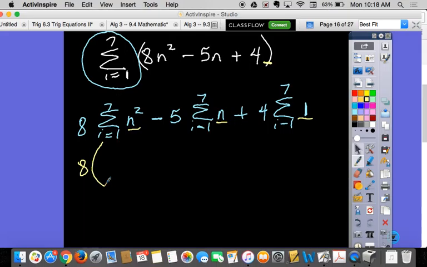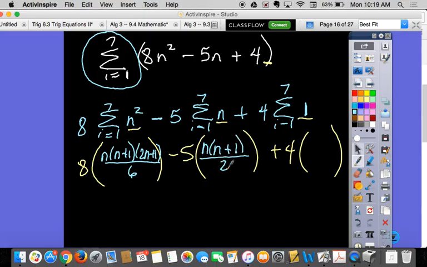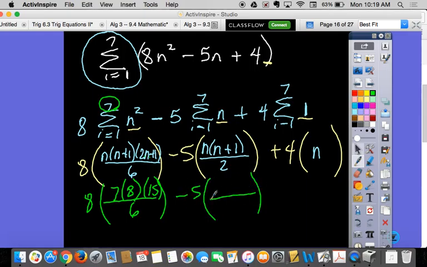So now you're going to have 8 times whatever your rule is, negative 5 times whatever your rule is, and 4 times whatever your rule is. So for n squared, we had n times n plus 1, 2n plus 1 all over 6. For n, we have n times n plus 1 all over 2, and for 1, we had just a regular old n. Now, according to our problem, 7 was n. So we've got a 6 on the bottom. This would be 7. This would be 8. 2 times 7 is 14, plus 1 is 15. My 2 stays down here. 7 goes here. 7 plus 1 is 8. And then that's going to be 7.